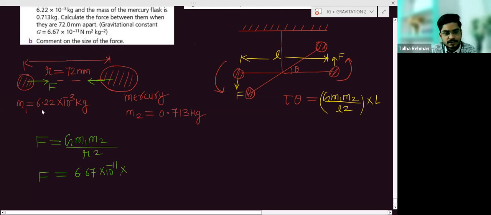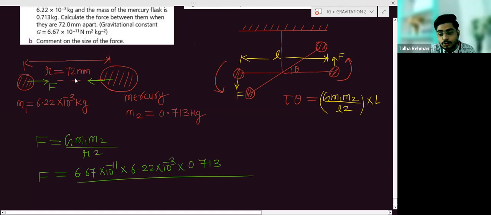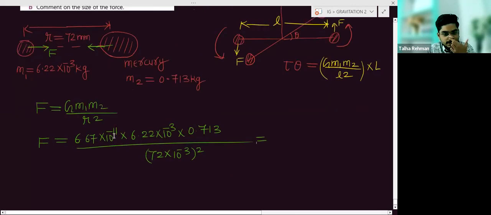M1 is this mass, 6.22 into 10 to the power minus 3. M2 is 0.713, divided by R square, 72 mm. So you can convert 72 mm into meter: 72 into 10 to the power minus 3, and square of this. Now you can solve this. 10 to the power minus 11 and 10 to the power minus 3 will become 10 to the power minus 14. Here we will have 10 to the power minus 6.